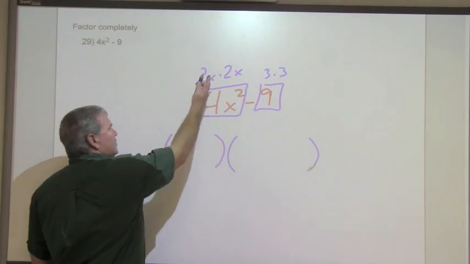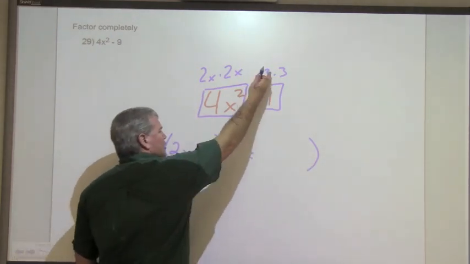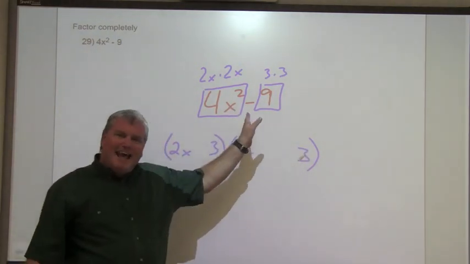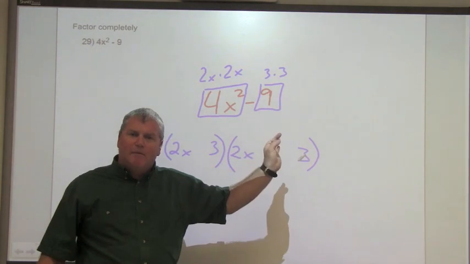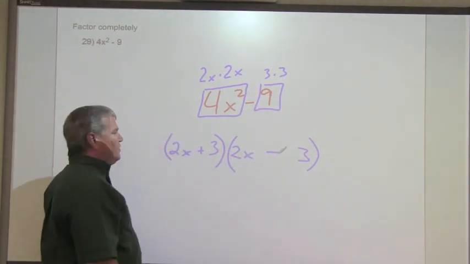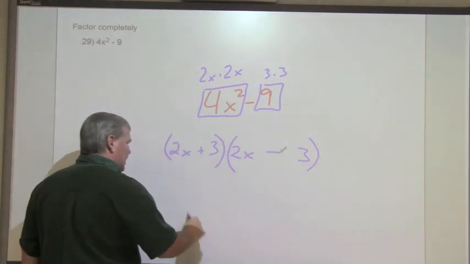My first terms are going to be 2x and 2x, and my last terms are going to be 3 and 3. Now to get that last sign to be negative, one's got to be positive and one's got to be negative. And so that would be my answer. And we can check it. Again, double check your work.